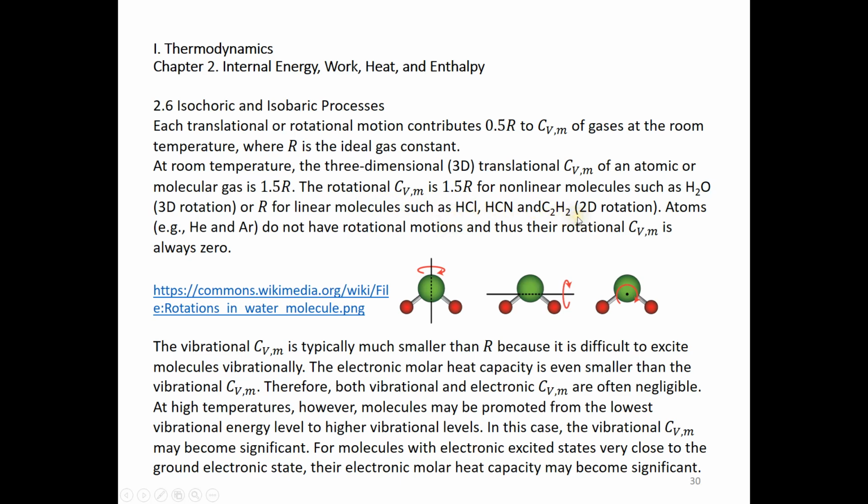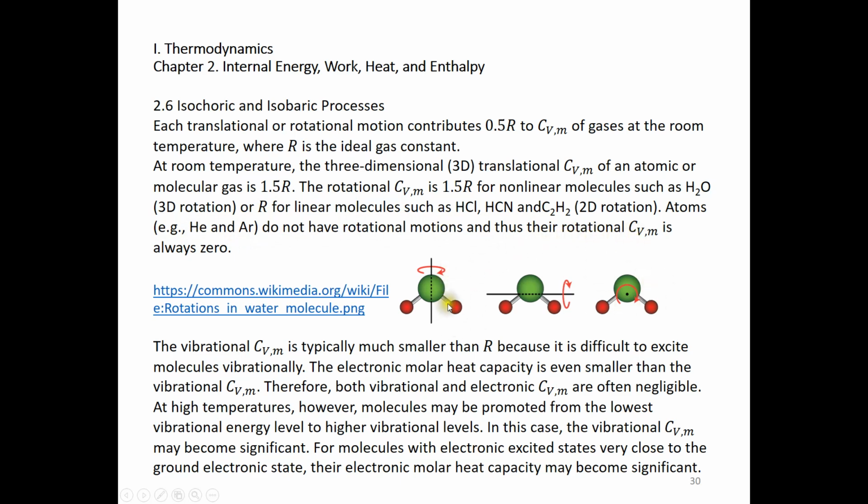The molecular axis that contains all atoms is not considered a rotational axis, because if you try to rotate the molecule about this molecular axis of a linear molecule, well, there's not really any change of the position of the nuclei. Alright, so now if we look at a linear molecule, it can undergo two-dimensional rotations. Therefore, its rotational isochoric molar heat capacity is just R. If you have atoms, they do not have rotational motions. They do not have rotational CVM.